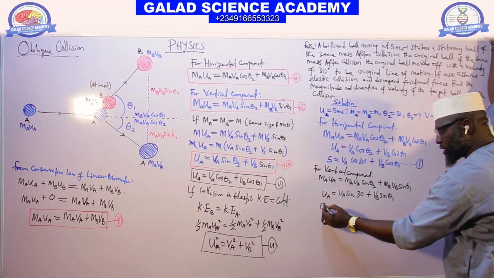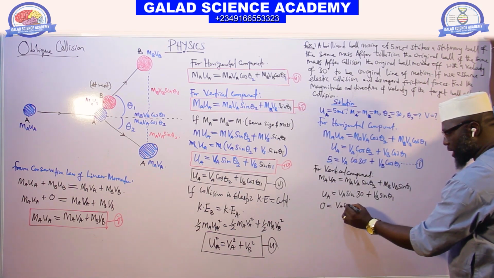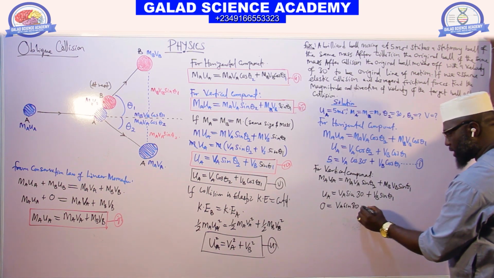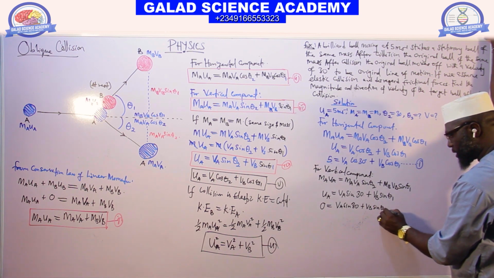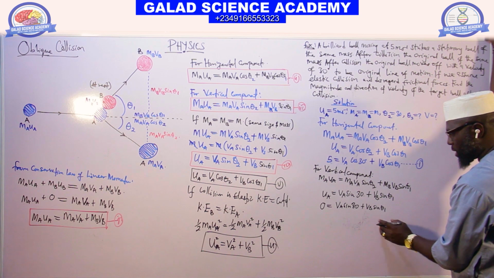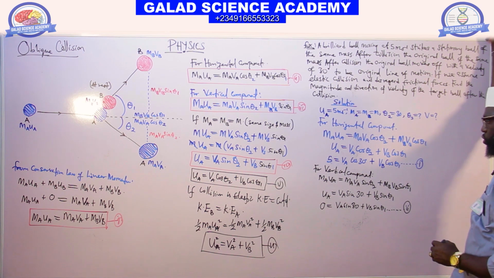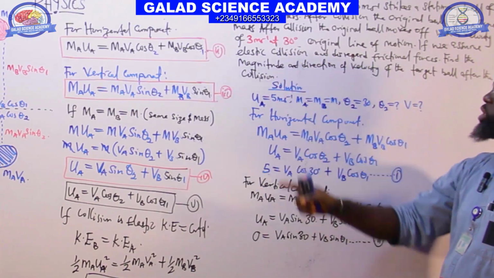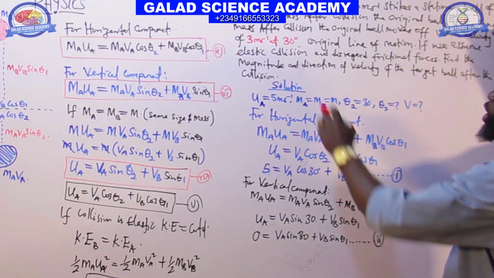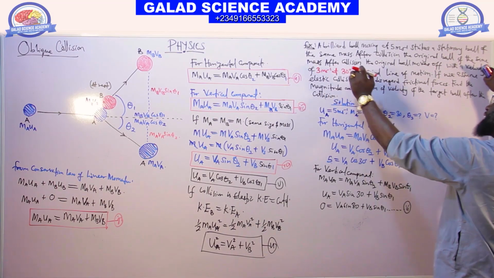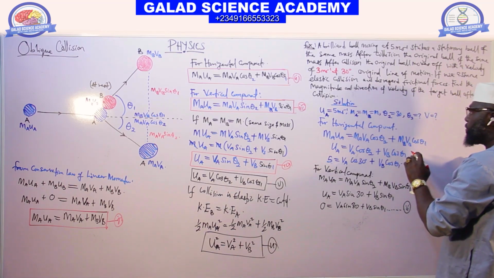So here it will be 0. There is nothing in the vertical component. We have VA sine 30 plus VB sine theta 1. You can call this equation 2. You can say there is a little mistake from the question. It said after collision, the original ball moves off with a velocity of 3 meters per second at 30 degrees. That is the velocity VA.